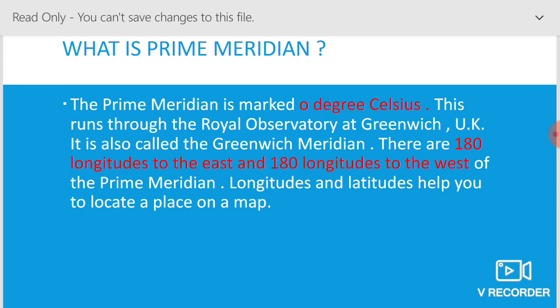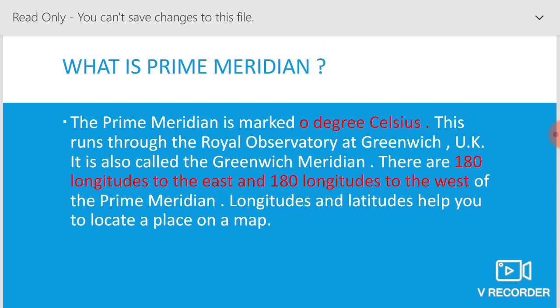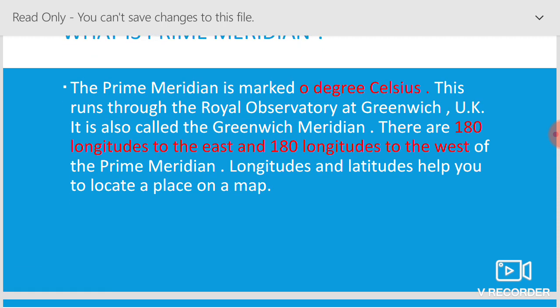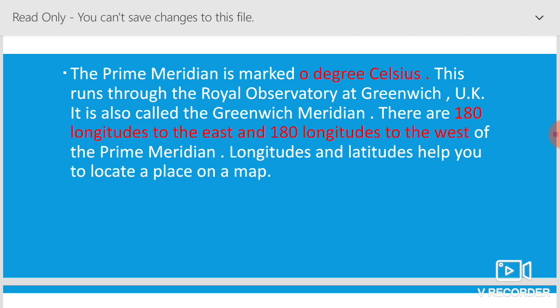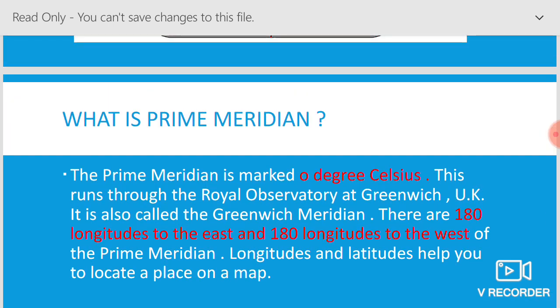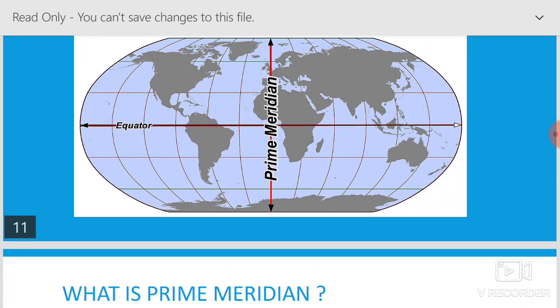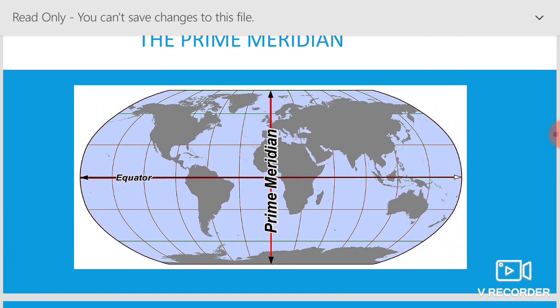There are 180 longitudes to the east and 180 longitudes to the west. These are the prime meridian. Longitudes and latitudes help you to locate a place on a map. You can see the picture of the prime meridian here.